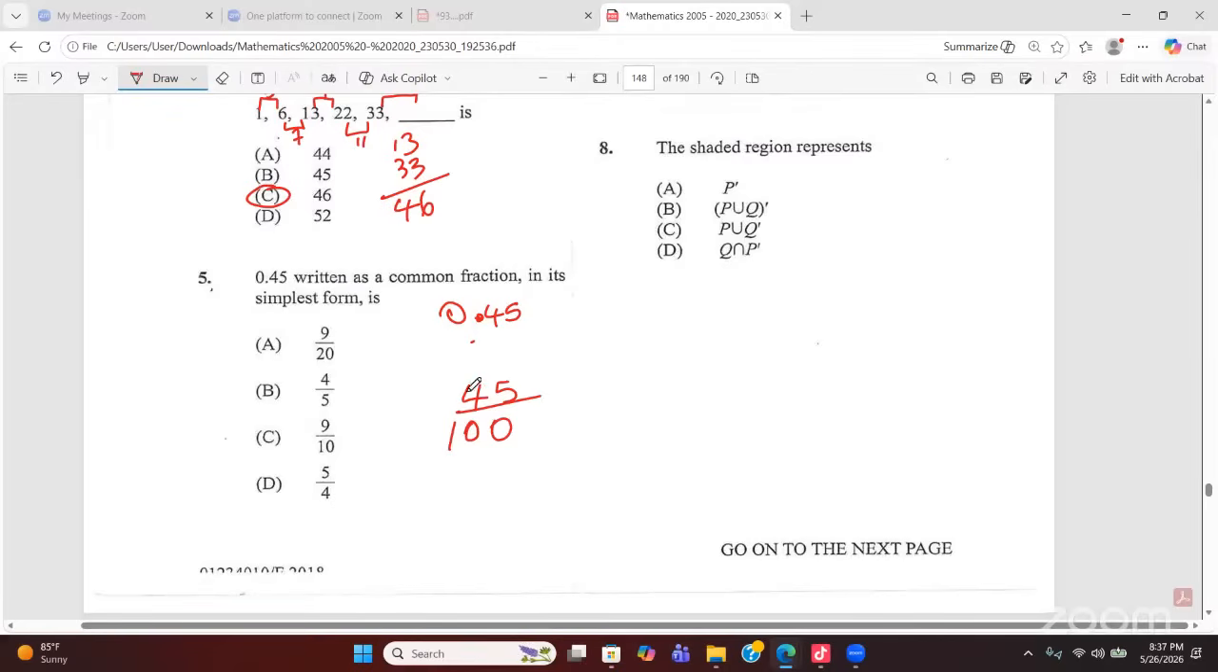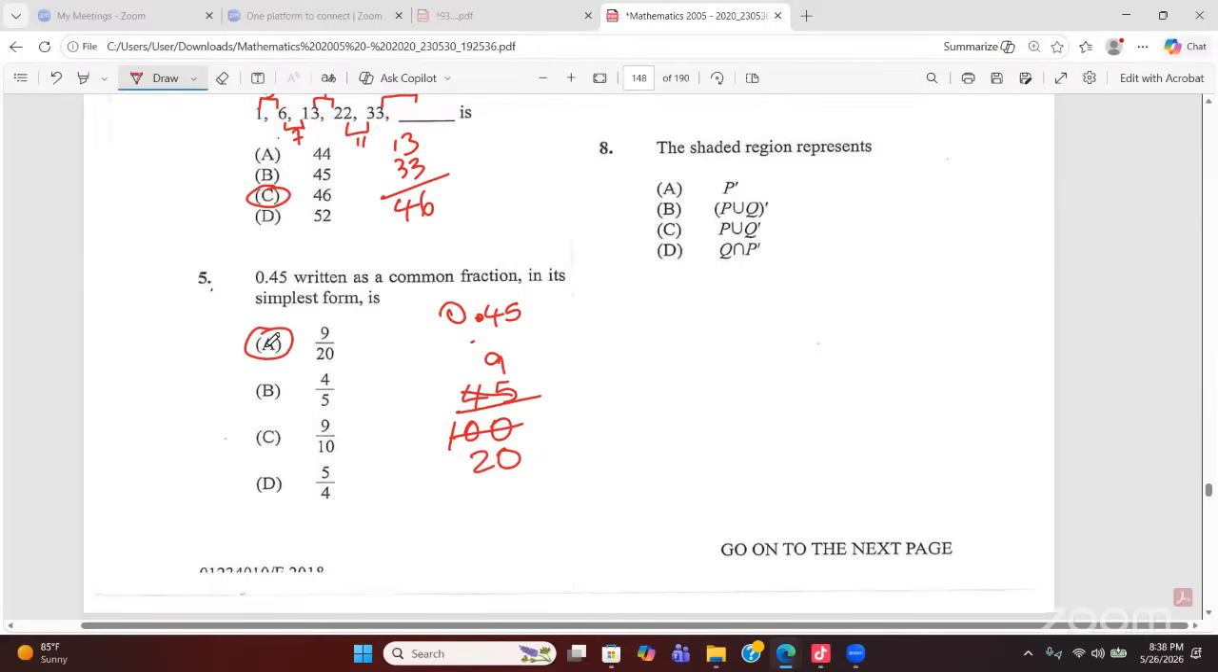All right, so 5 into 45 is 9, and 5 into 100 is 20. So we're definitely looking for A for number 5. Our answer will be 9 over 20, and we're good right there. So 5 is A. Let me see how many people agree with that.